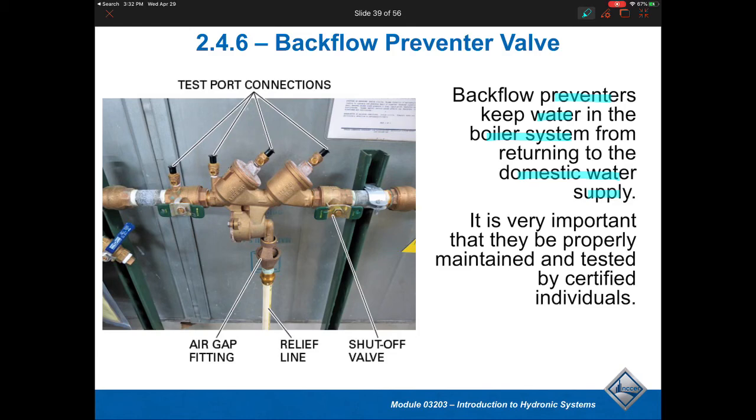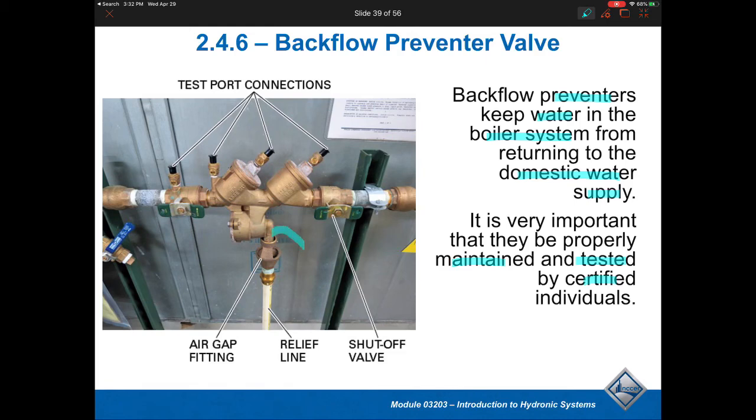This is especially important when you have glycol in a system. You have to be very, very careful on that. So a commercial one like this, they require them to be maintained and certified on an annual basis. Residential, we don't typically see stuff like this, where you don't have to recertify them. Typically is what would happen.